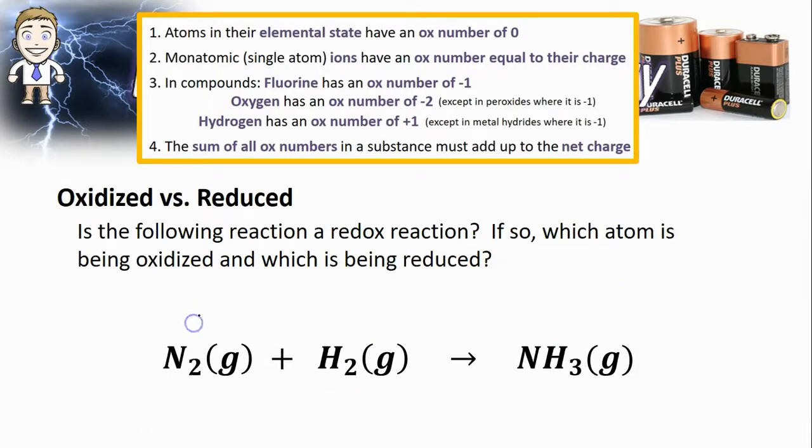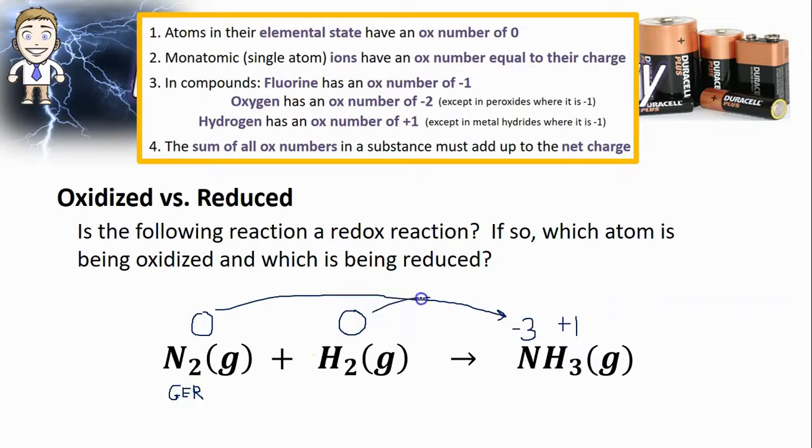Here I've got nitrogen reacting with hydrogen to form ammonia, NH3. I'm going to start by putting in oxidation numbers above each atom. These are both elements, so they're going to be 0. I know that hydrogen is going to be plus 1, and since there's 3 of them, my nitrogen has to be minus 3, so that these total charges add up to 0. The first thing I notice is that nitrogen goes from 0 to minus 3. It gets more negative. The only way it gets more negative is if it's gaining electrons. And since it's gaining electrons, that means it's being reduced, or it is the reduction process.